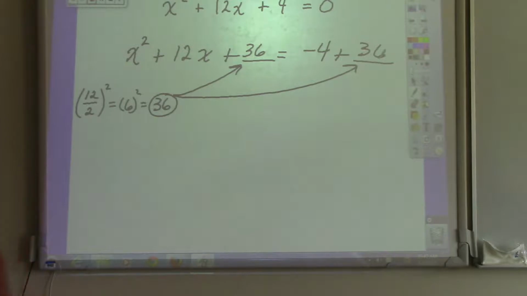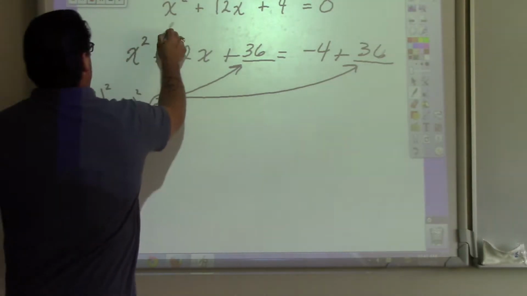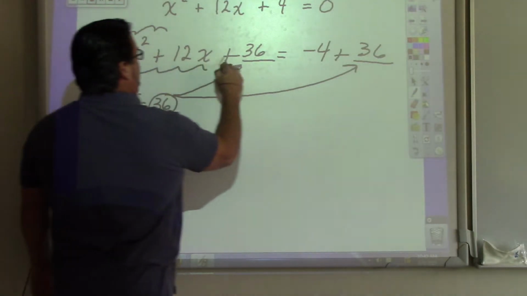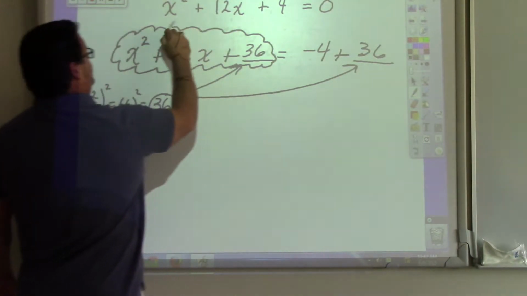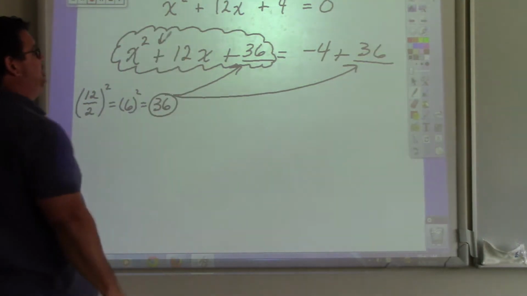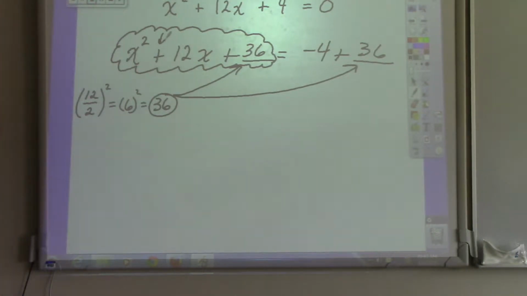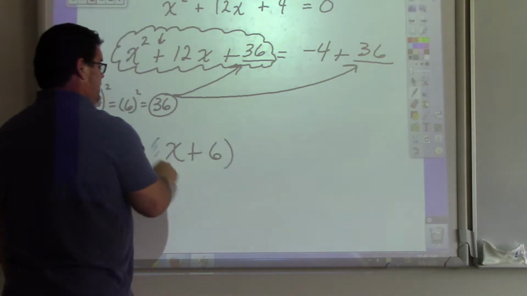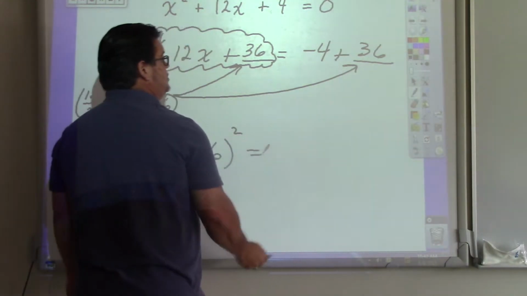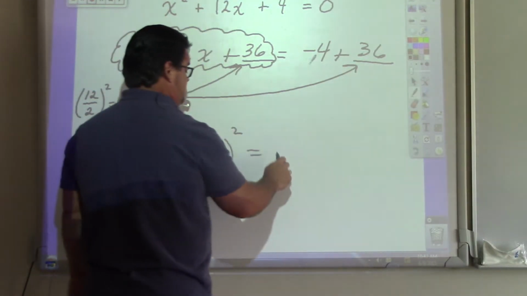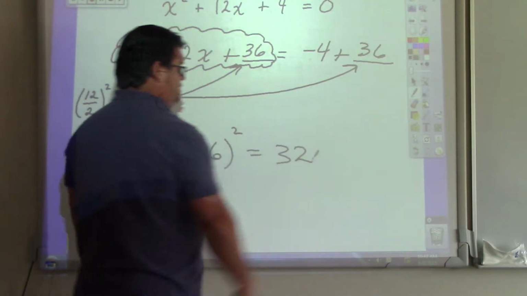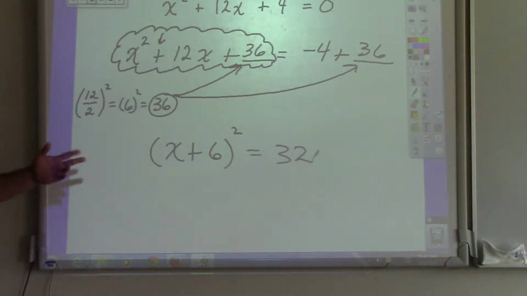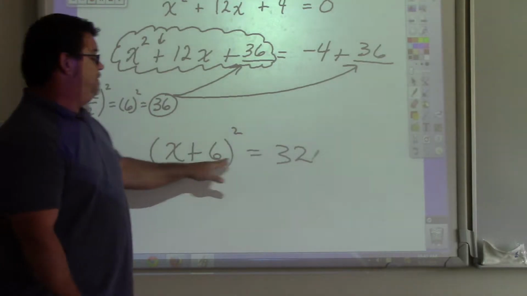And what does that give you on the left-hand side? Right here. Shortcut number what? Number 1 because of the positive. So that's going to be x plus 6 quantity squared is equal to negative 4 plus 36 is 32. And now you have your vertical shift and your horizontal shift.